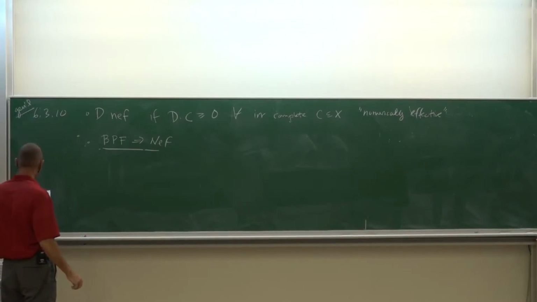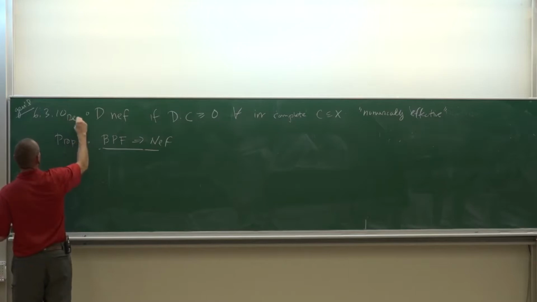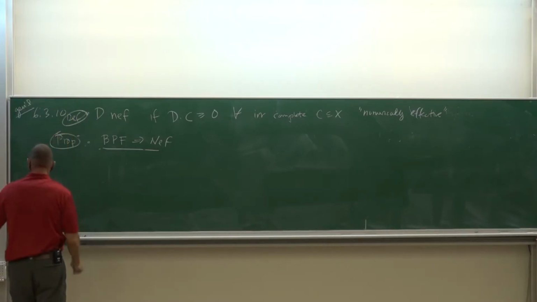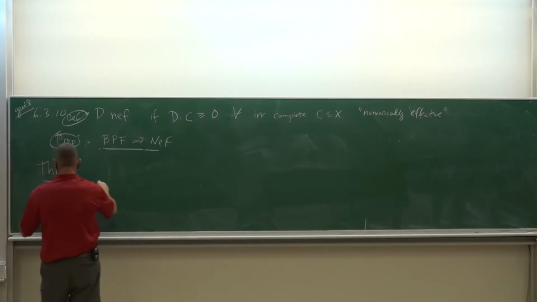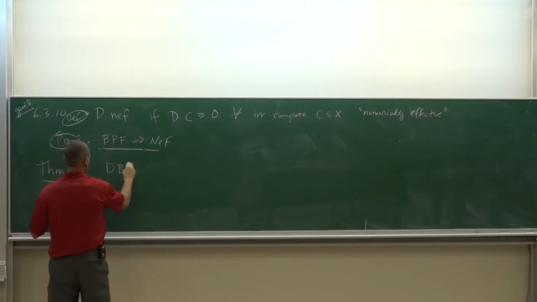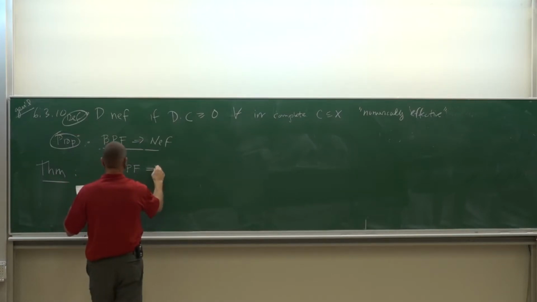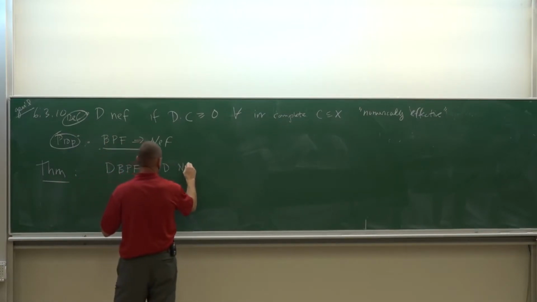All right, so those were two general definitions, or properties. I guess this is a proposition, and this is a definition. And then a theorem. Let's do some torics. Base point free implies NEF.